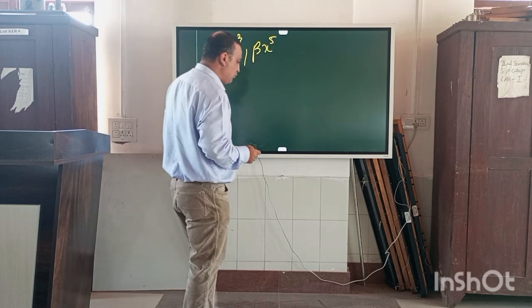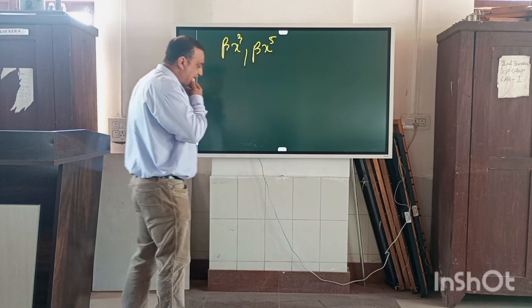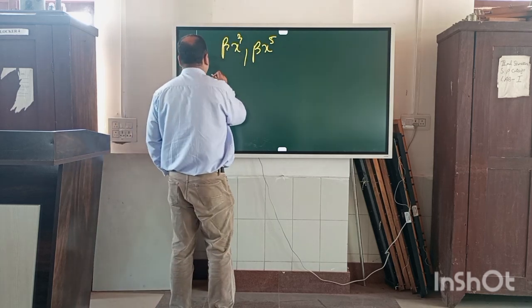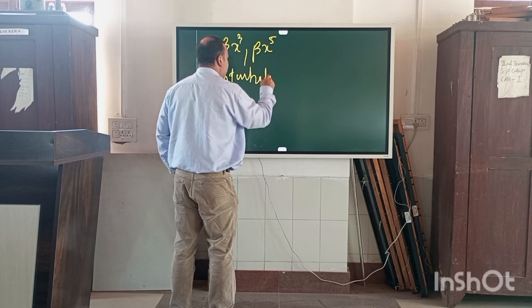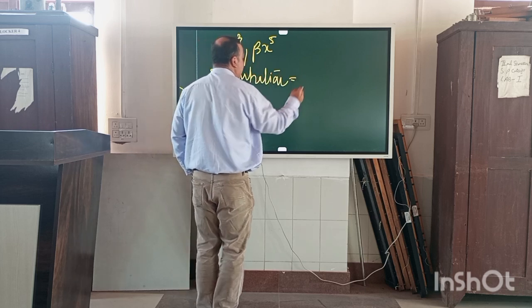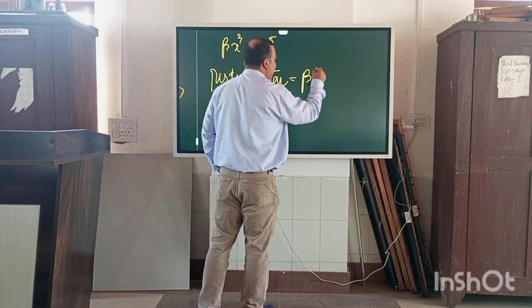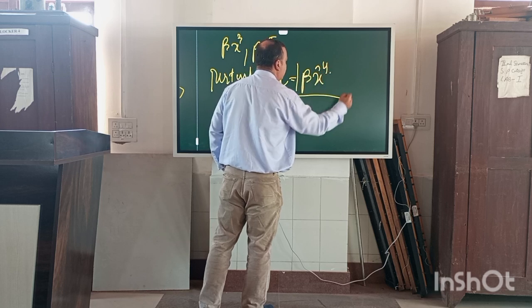Now let us choose the perturbation of type, for the same harmonic oscillator, as beta x cap raised power 4.